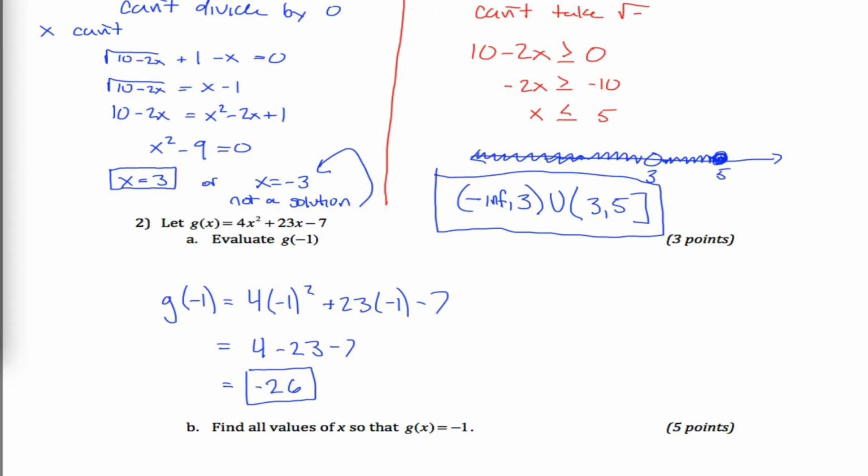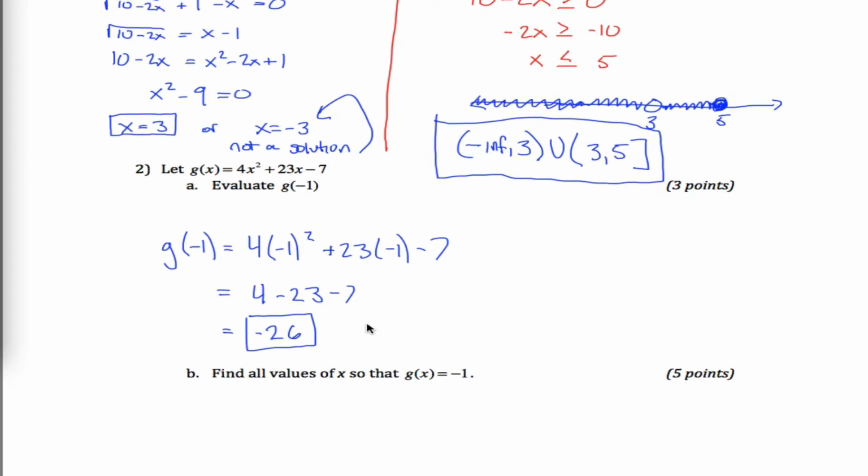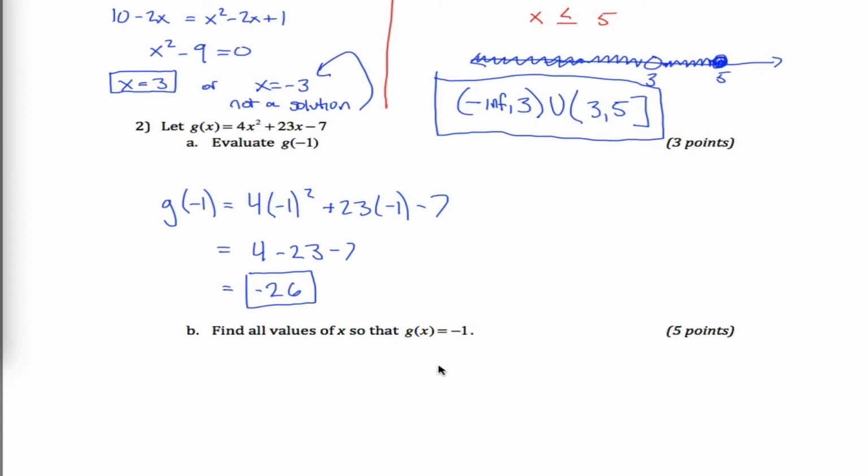Really, the biggest challenge with that problem is just understanding what is being asked, what g of -1 means, and knowing that it's different from all values of x so that g of x equals -1. This and this look similar, they're different. This one is saying that thing you have, that 4x squared plus 23x minus 7, what would x have to be? What would the input have to be to make this thing equal to -1?